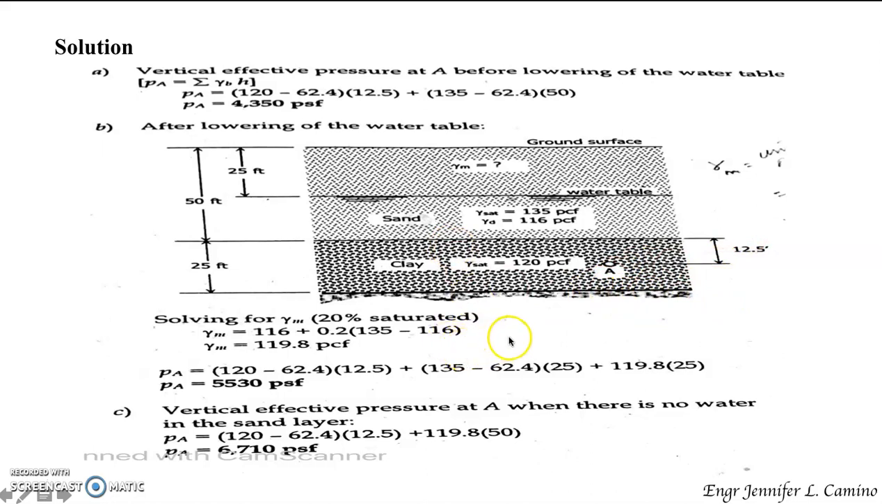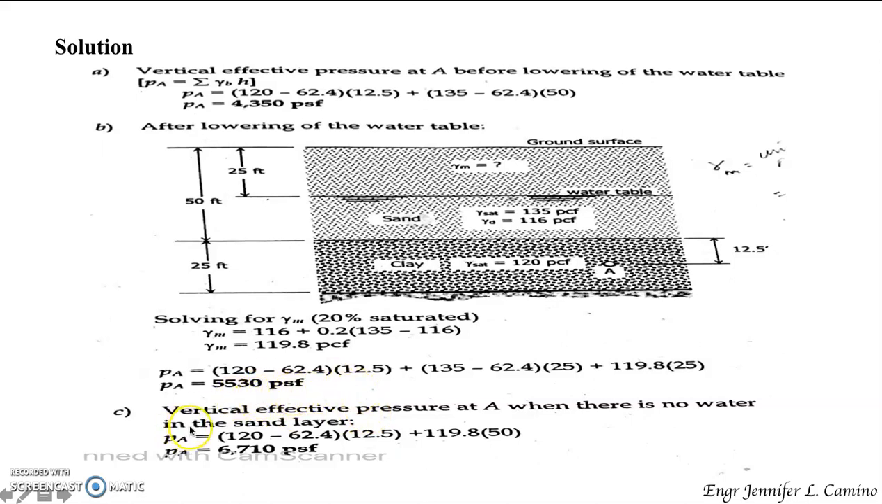Then if we try to get now the effective stress at point A after lowering the water table, you subtract the total stress minus the pore water pressure, 7,870 minus 2,340, it gives us 5,530 pounds per square foot.